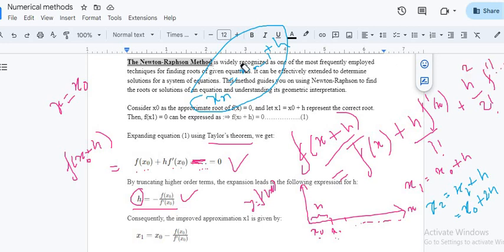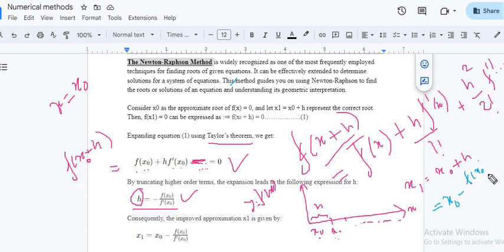So just write this equation. We have considered x1 is equal to x0 plus h, and we just calculated h. So this equation can be written by putting the value of h: h is equal to minus f of x0 divided by f dash x0. Now you can go for a number of iterations and find a very accurate value of the roots.